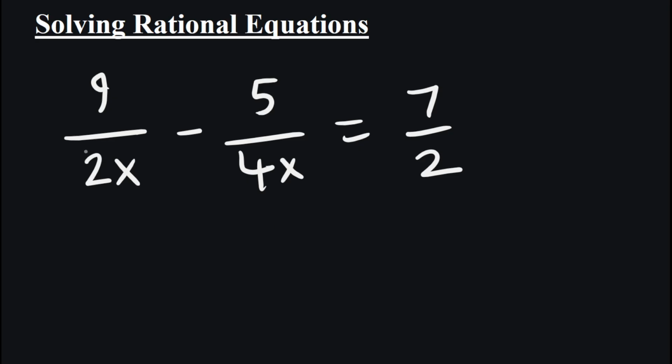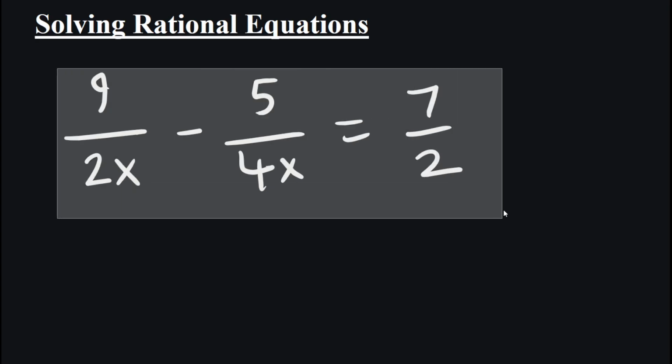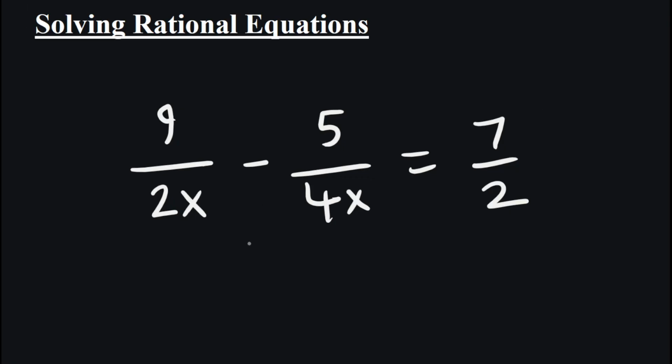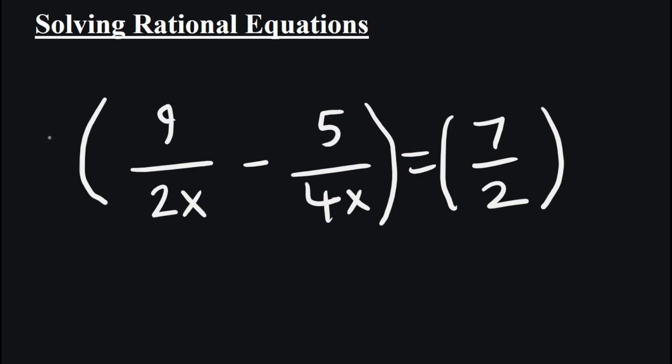What we're going to do is multiply both sides of this equation. So let's move this more to the center. With rational equations, you want to multiply both sides of the equation by the least common denominator. So of 2x and 4x, what is the LCD? What is the least common denominator? It happens to be 4x. 4x is the least common denominator.